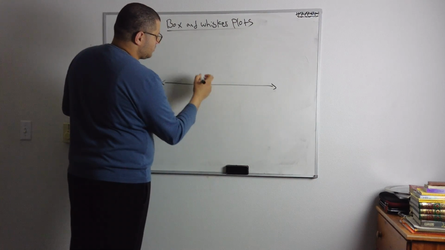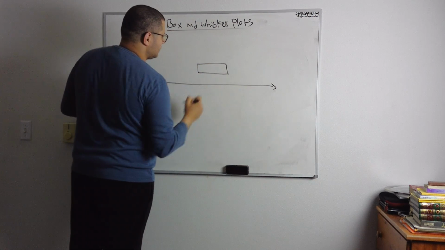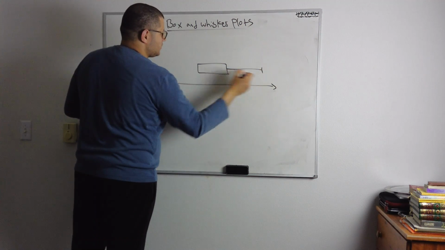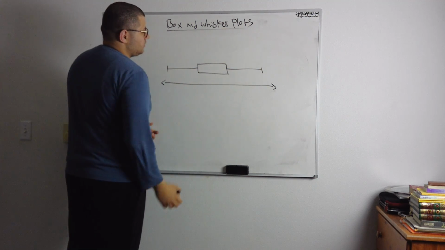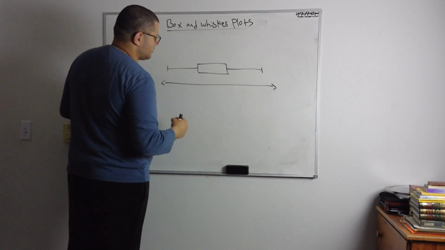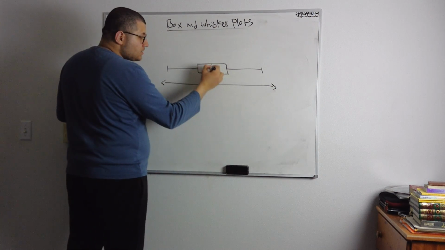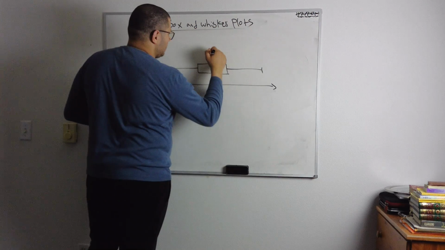So, box and whisker plot. There's a number line. You have a box on top of that number line. Then you have whiskers from the left and from the right. That's why it's called a box and whisker plot. Within the box, you have a line. That line inside the box represents the median.